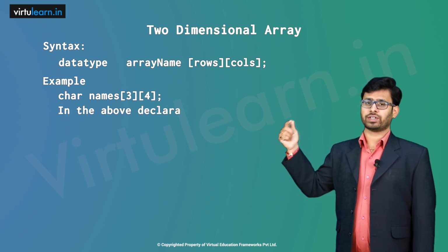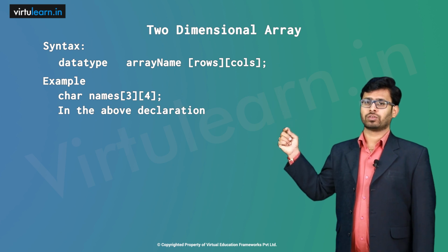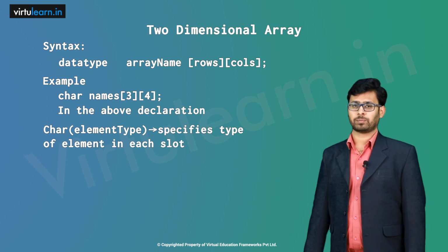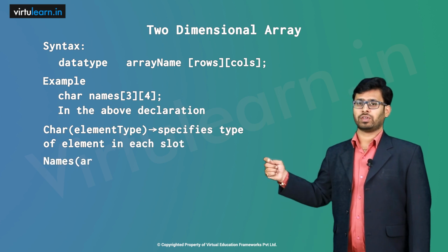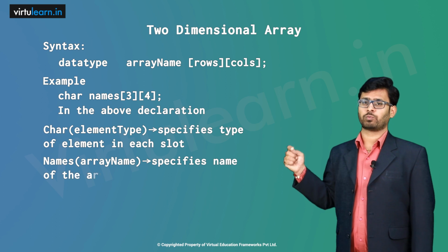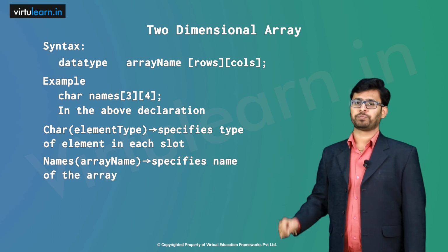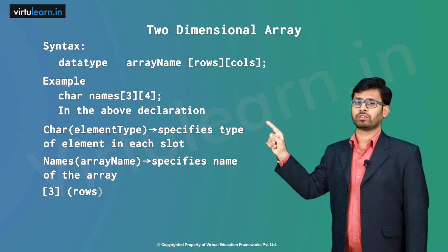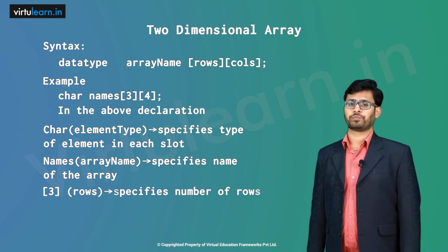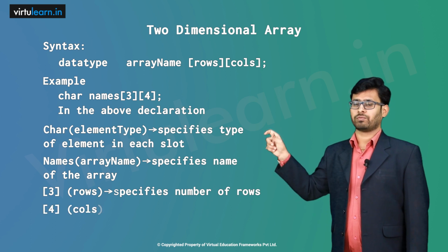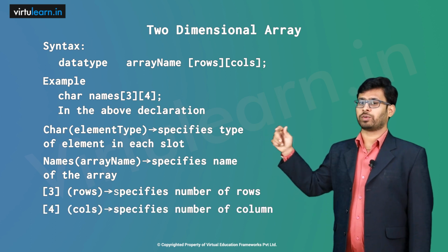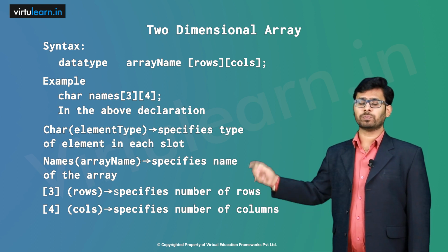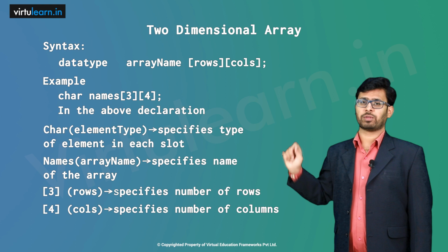So in the above declaration, char specifies the type of the element in each slot. Names is the array name, which specifies the name of the array. Next, in the first subscript, we have written 3, which specifies the number of rows, and 4, which specifies the number of columns. So this is how we declare a two-dimensional array.